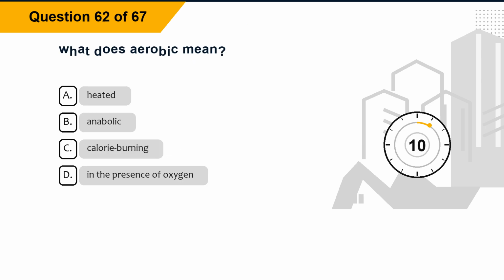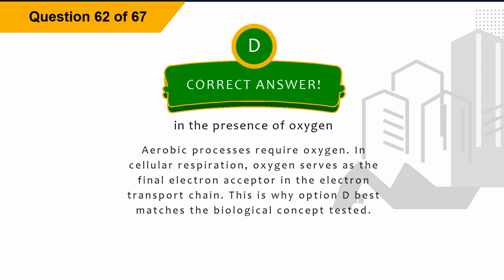Question 62. What does aerobic mean? Option A, heated. Option B, anabolic. Option C, calorie burning. Option D, in the presence of oxygen. The correct answer is option D, in the presence of oxygen.